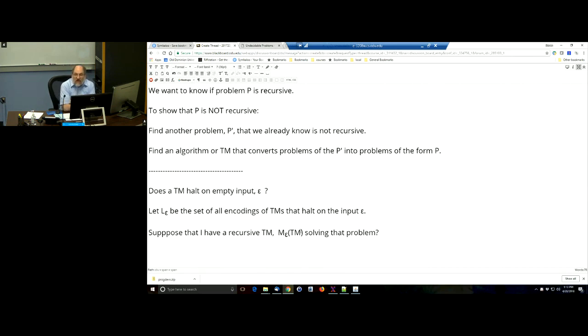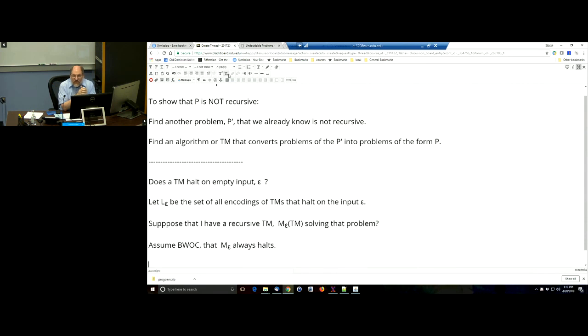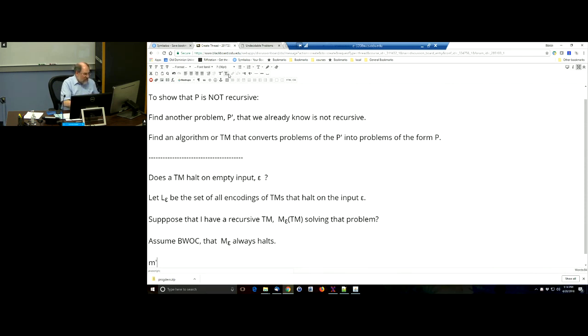Now, let me show you that if that were in fact true, so we're going to assume, by way of contradiction, that M sub epsilon always halts. Okay, so that's going to be our assumption. Now I'm going to show you that, in fact, if that were true, I could solve the general halting problem using that machine. And to do that, I'll give a simple sort of wrapper around that machine M sub epsilon. And I'm going to call this wrapper machine M prime.